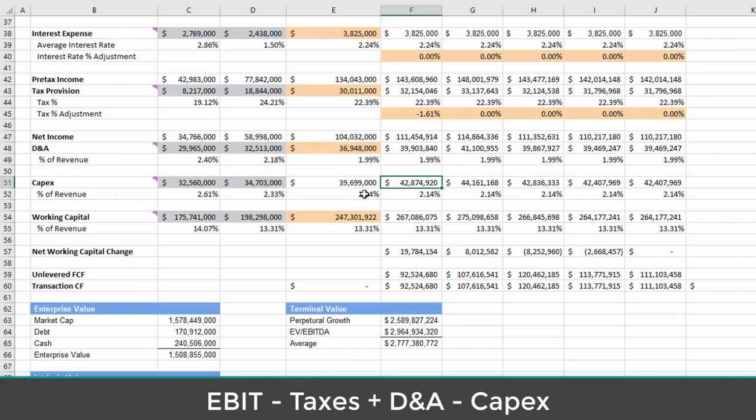CapEx is similar to depreciation and amortization, in that I used a percentage of revenue. So around 2.14% of revenue is CapEx spend.